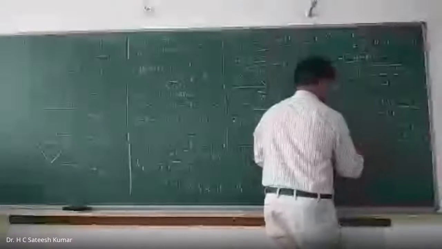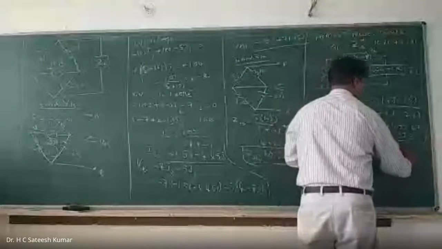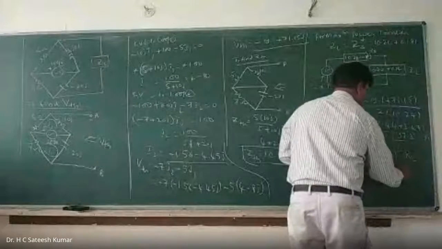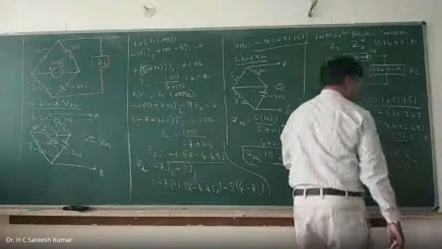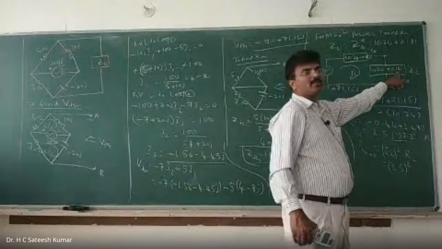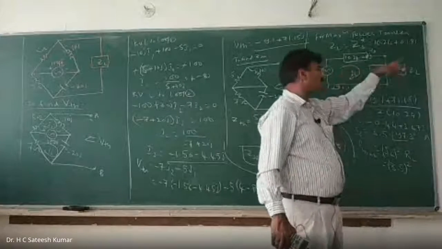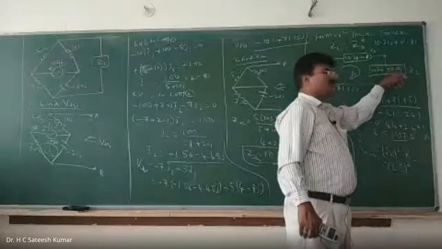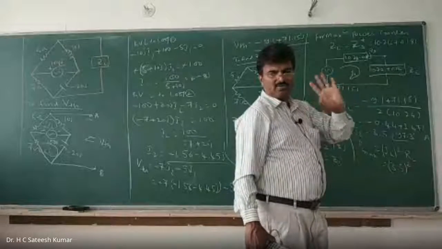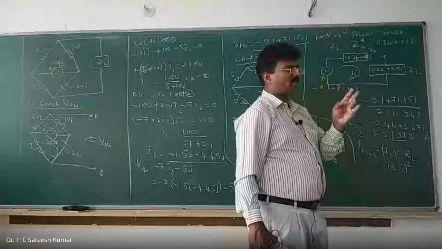P max is equal to what? Magnitude of IL square into RL. Okay, right. Magnitude of IL square, 3.5 whole square, into RL, because power can be dissipated only in the real part, not in the imaginary part. That is the reason why I have taken this problem. When the load is pure resistance, it is fine. But whenever there is, see, power cannot be dissipated in inductance and capacitance. We know that. We have 3 elements in the entire network analysis: resistance, capacitance, inductance.